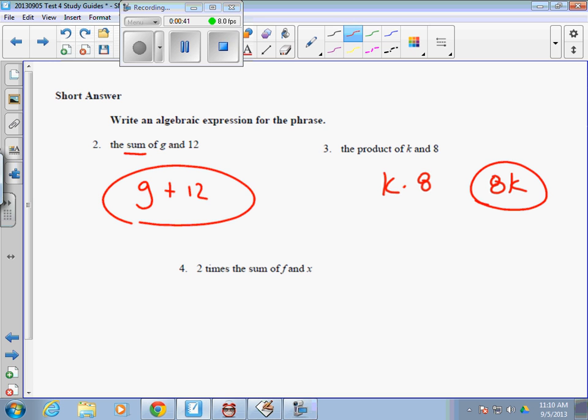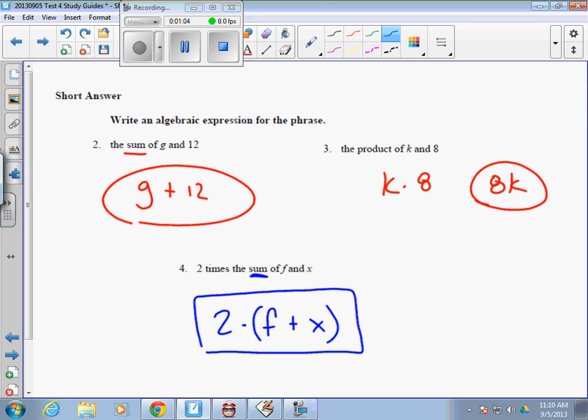2 times the sum of F and X. You have to multiply F and X. I'm sorry, add. Sum means add F and X first. The only way to make it add F plus X first is to put a set of parentheses. So F plus X times 2, or 2 times F plus X in parentheses. Again, otherwise multiplication will be done first according to order of operations.